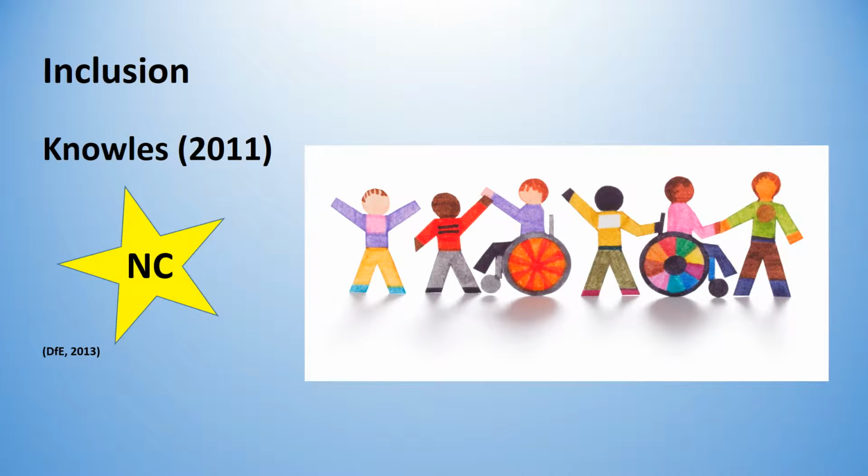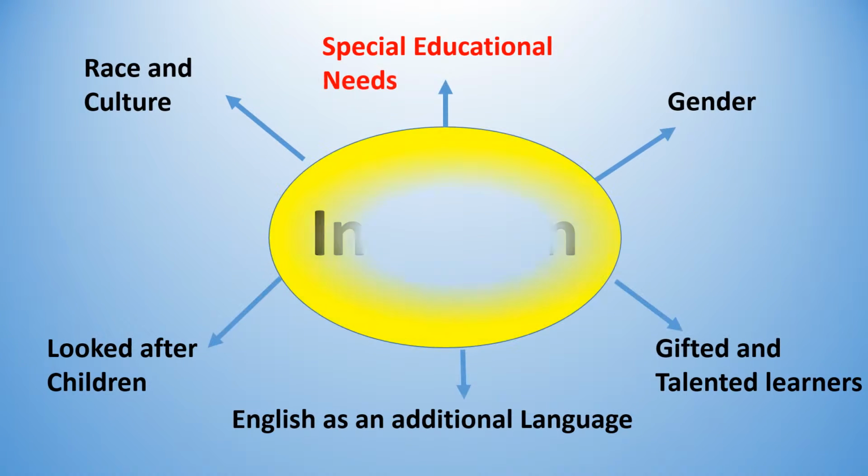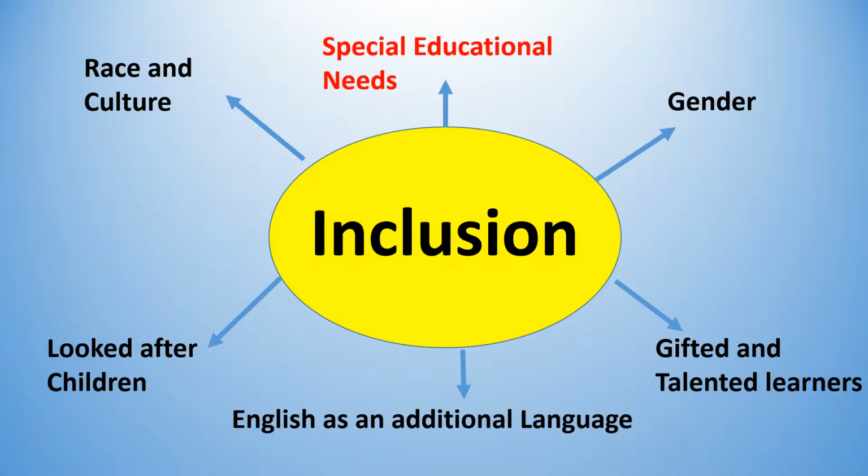Knowles defines inclusion in line with the national curriculum as an agenda in schools underpinning three key areas: setting suitable challenges, responding to diverse needs, and overcoming barriers to learning. Inclusion is a broad term which takes account of a range of categories of needs. For the purposes of this assignment, I will be focusing particularly on how technology supports children with special educational needs.